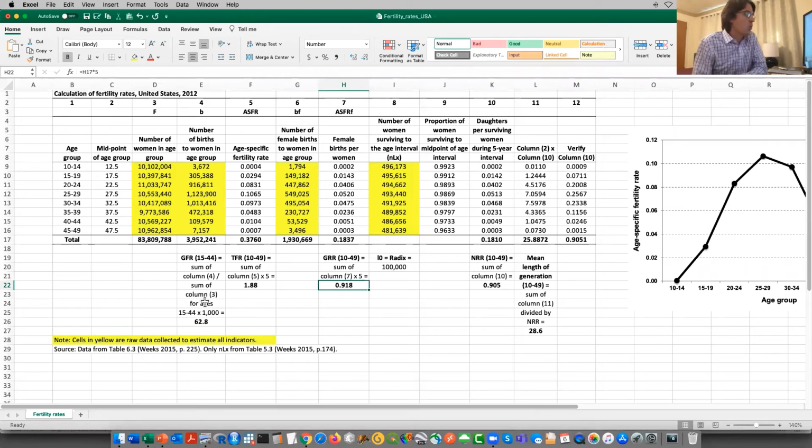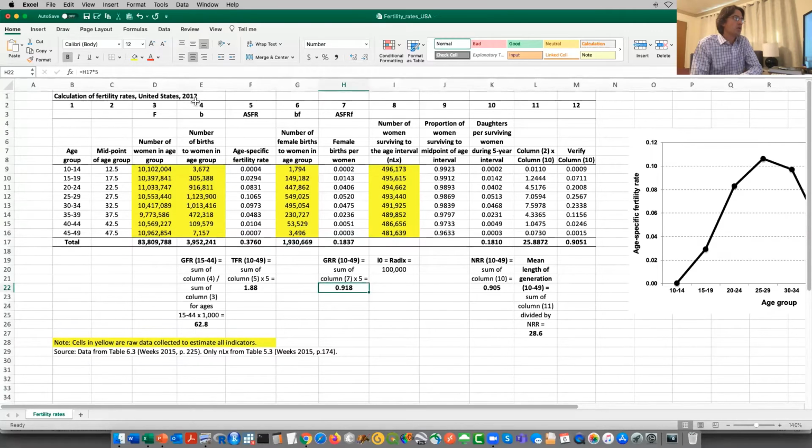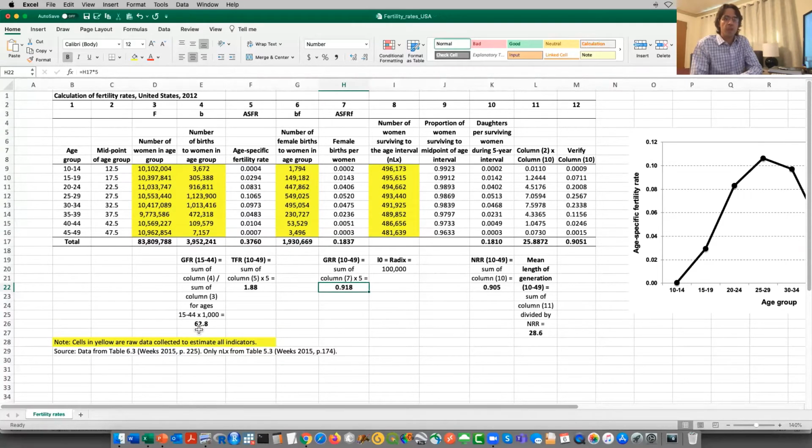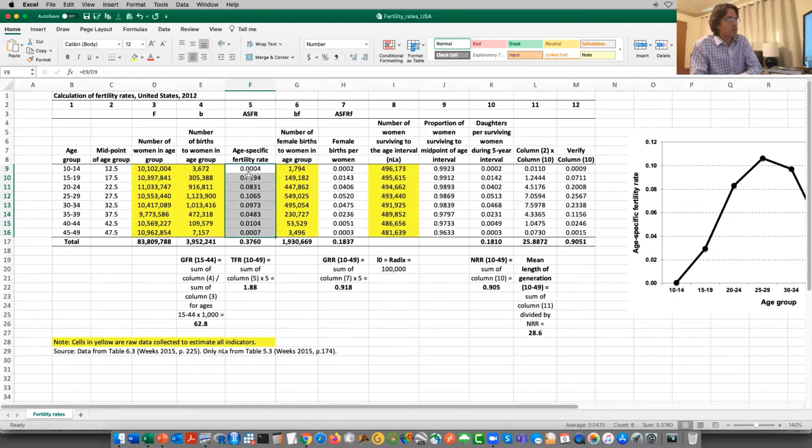So what is the general fertility rate? We are saying that overall, for every 1,000 women between the ages of 15 and 44, we had 62.8 births in the US in 2012, including births of men, boys, and girls. What is this total fertility rate telling us? If women are exposed to these age-specific fertility rates throughout their reproductive lives, they will have, on average, 1.88 children between the ages of 10 and 49, because this is information of all births.